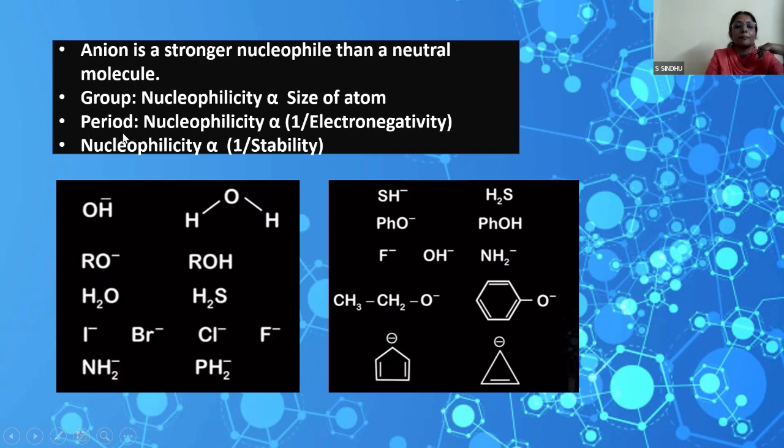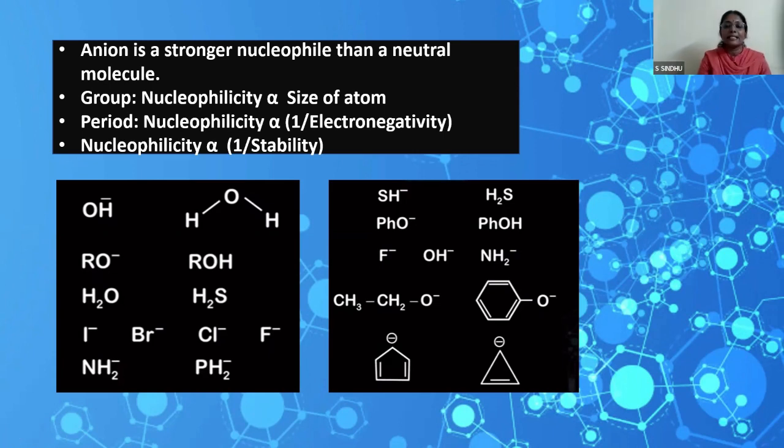And I just discussed iodine, bromine. So that can be compared in a group. Group nucleophilicity is proportional to size of atom. So again, I minus will be a stronger nucleophile. What about NH2 minus and PH2 minus? We are comparing species belonging to the same group, so we have to see the size. Larger the size, better is its nucleophile nature. PH2 minus.